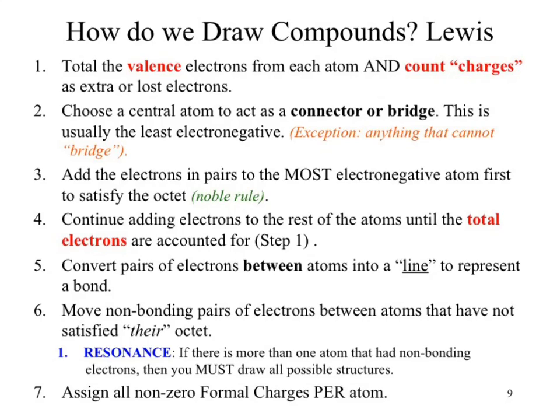Use non-bonding pairs of electrons on atoms that have not satisfied their octet. Well, our octet is always 8 electrons. Do any of our atoms not have 8 electrons around them? No, they all have 8 electrons, so we're good. So we don't have to move any electrons. We don't even have to look at resonance because there's no reason to move electrons. We can then go through and assign all non-zero formal charges.